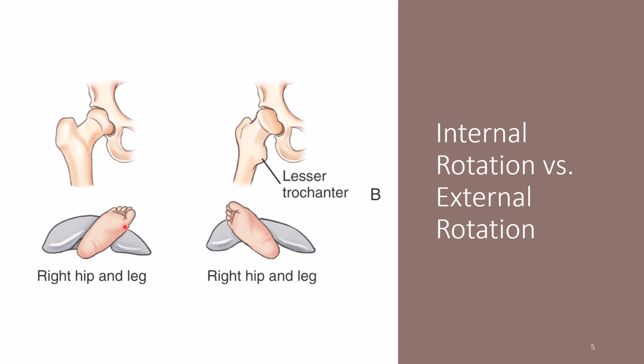When we look at the internal versus external rotation of the foot, what happens is when you internally rotate the leg, you definitely can see the greater trochanter, but notice that the lesser trochanter is non-existent, or would be barely visible. When you externally rotate the leg, then we start to lose some of the greater trochanter, but the lesser trochanter becomes more visible.